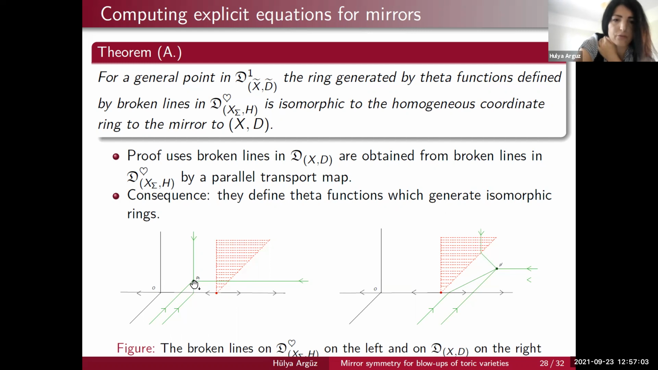And this uses observing that every theta function you write here is obtained by a nice parallel transport map. You actually just apply a parallel transport map to the theta functions here. So that parallel transport map induces an isomorphism between the ring you obtain from here and the ring of theta functions.